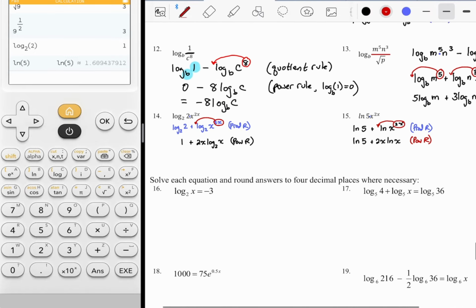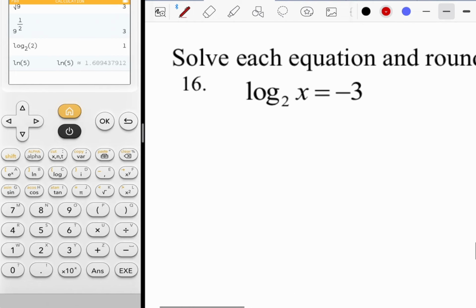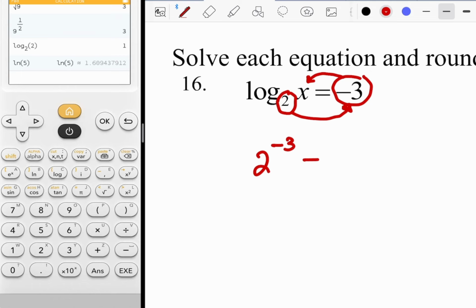When it comes to logs and decimals, you really only do it when a question asks you to do it. All right. See the next little section here: solve each equation and round answers to 4 decimal places where necessary. So it may not always be necessary. For this one, I'm going to use the circular approach. I'm going to take the 2, raise it to the negative third power, and that's what x is going to be equal to.